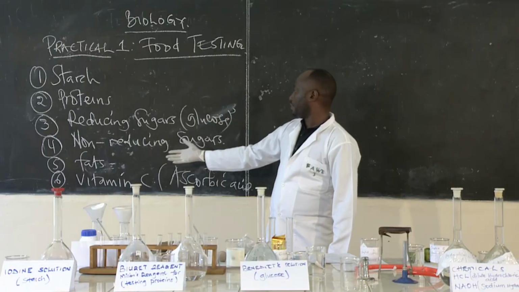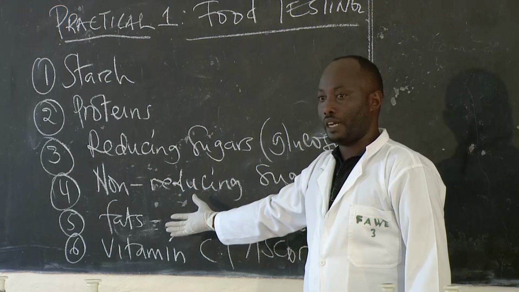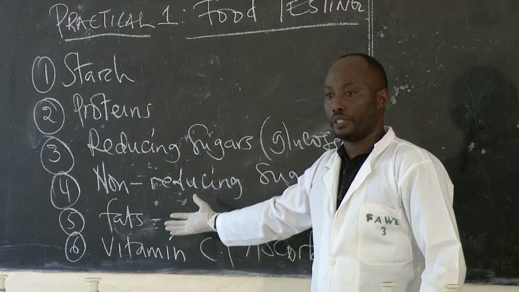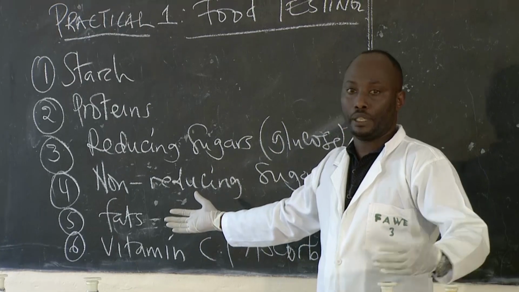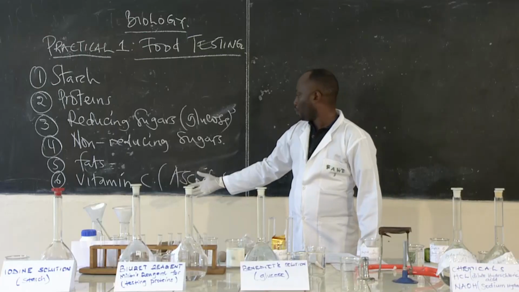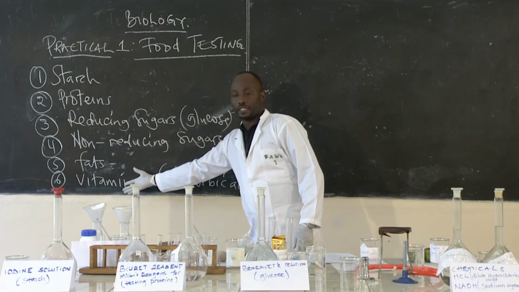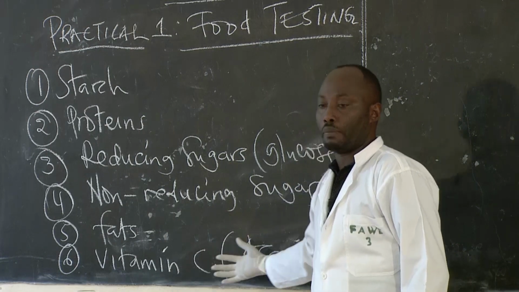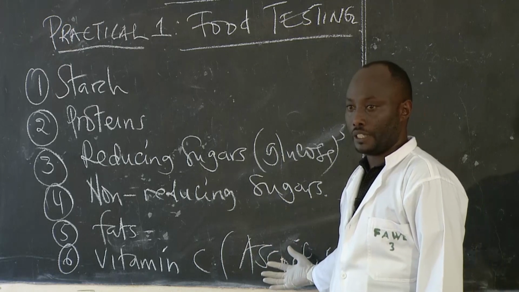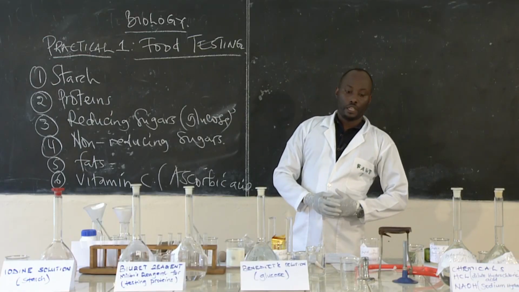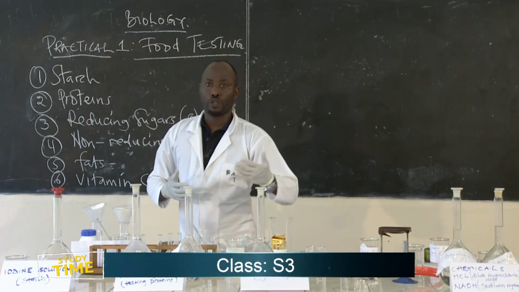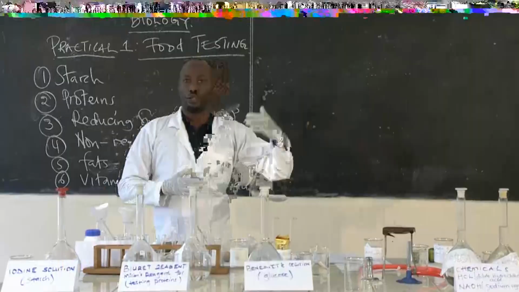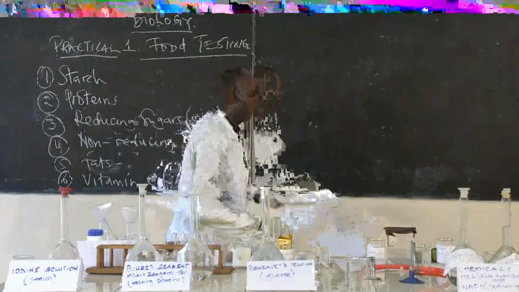We are going to be testing fats. We have a number of foods that contain fats, and we're going to be testing some of the foods and determine whether they contain fats. We're going to also test vitamin C, which in biology is called ascorbic acid. Students, you're also going to be using different chemicals or reagents that will be used to test those food nutrients. Here are the chemicals that we're going to use.